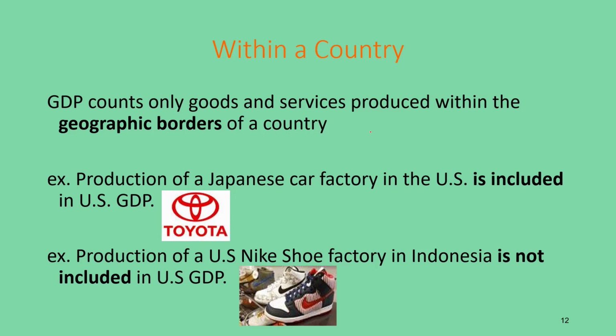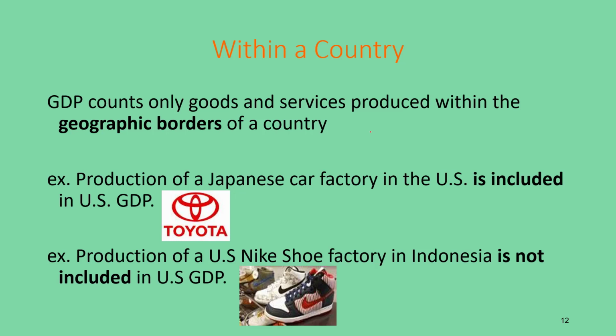So if, say, some Japanese individuals come over to the United States to produce Japanese cars by opening up a factory in the United States, it doesn't matter whether all the workers or owners or materials are from Japan. If it is being produced within the geographic borders of the United States, then that is included in US GDP. It would not be included in Japanese GDP because it's not happening within the geographic borders of Japan.